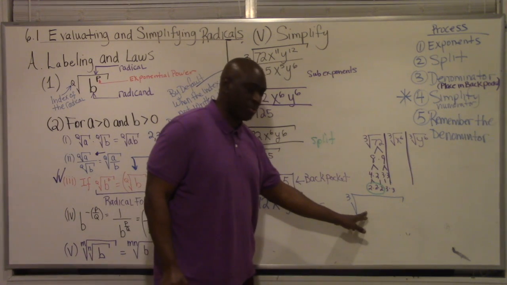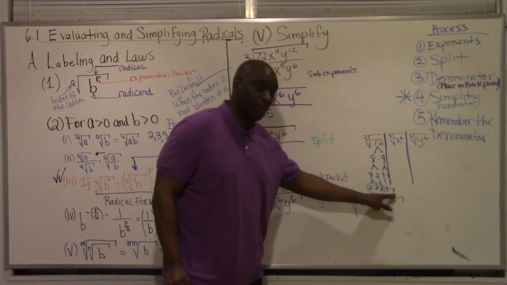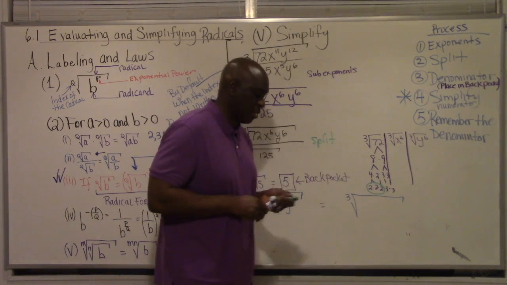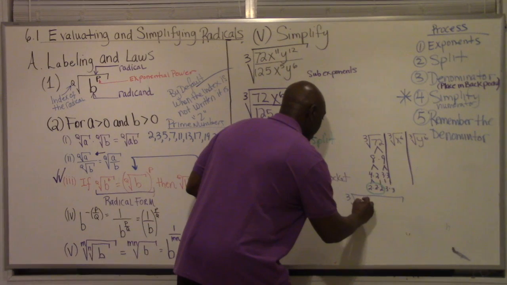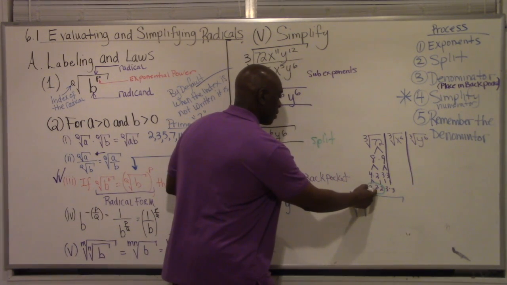What goes in the house? What did not get circled? Three times three. What's three times three? Nine. So nine goes in, and what goes out? Only one representative. Two.